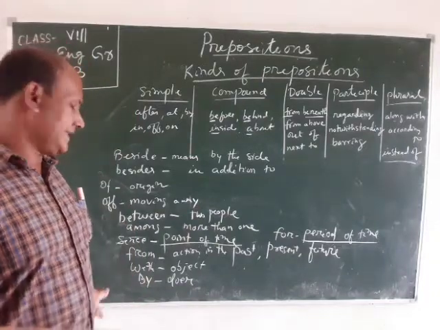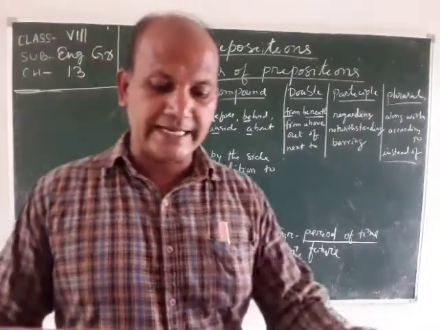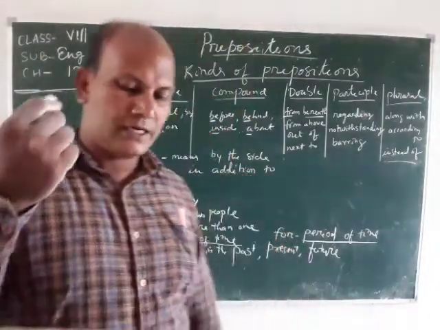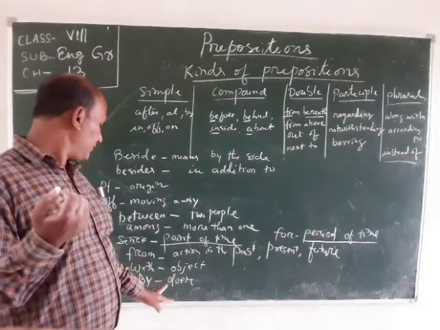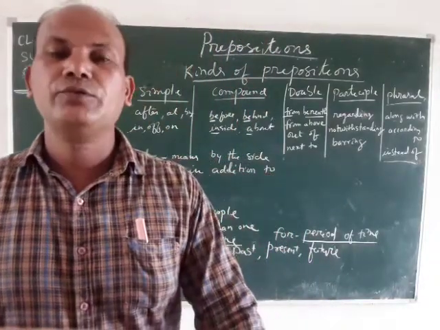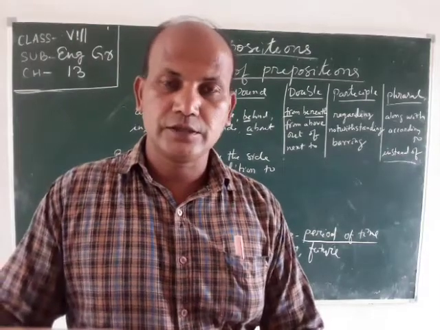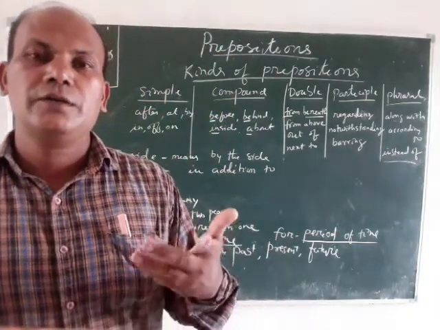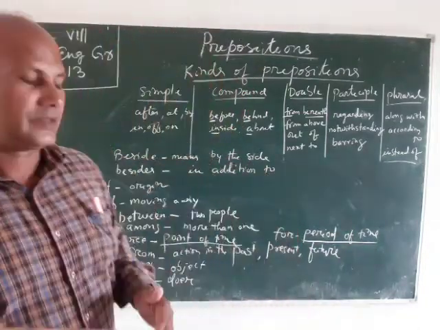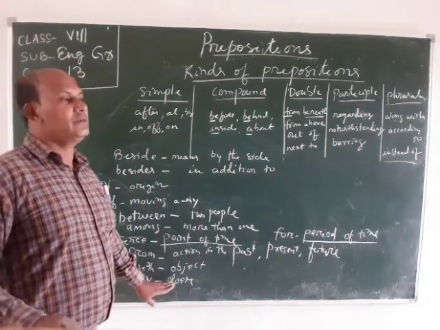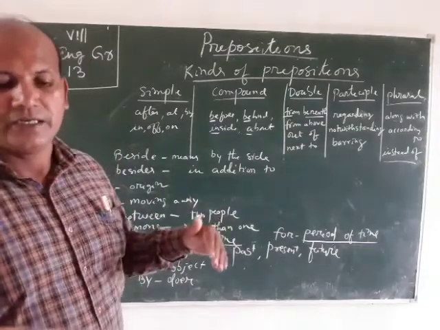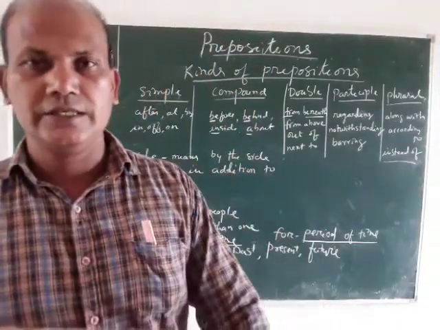Next one, with and by. With means I can write with my left hand, I can write with my right hand. You can say with means by the help of some object. By means to, in the... just like we have to use by the subject. The roast chicken was cooked with a sharp knife by my father. By my father means by the subject, father. Okay. So I can say different prepositions can be used in different ways.